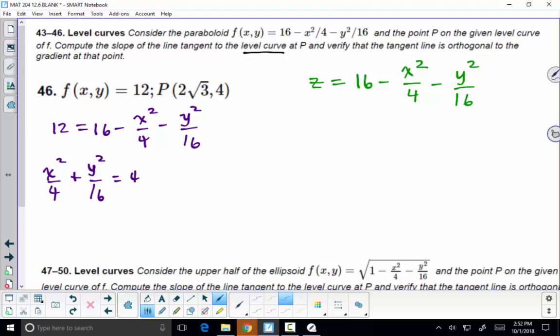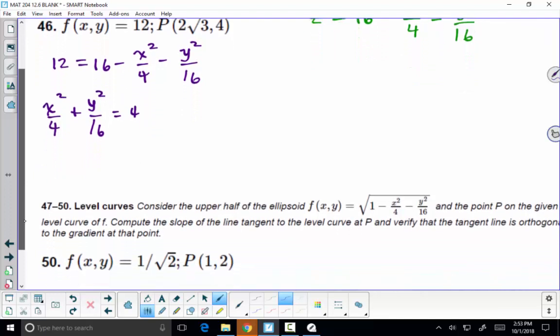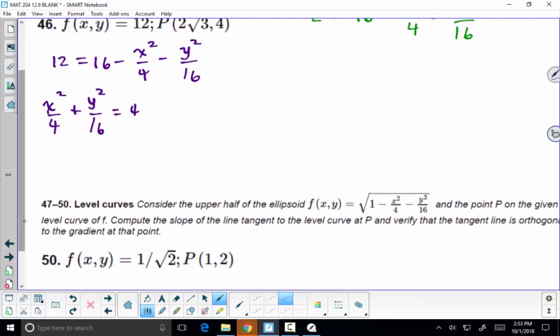Last class we learned a very clever way to find the slope of the tangent to an implicit function. If we want to figure out what dy dx is, that's the slope of the tangent line. We could implicitly differentiate this with respect to x, or we could use that clever method that was quicker.